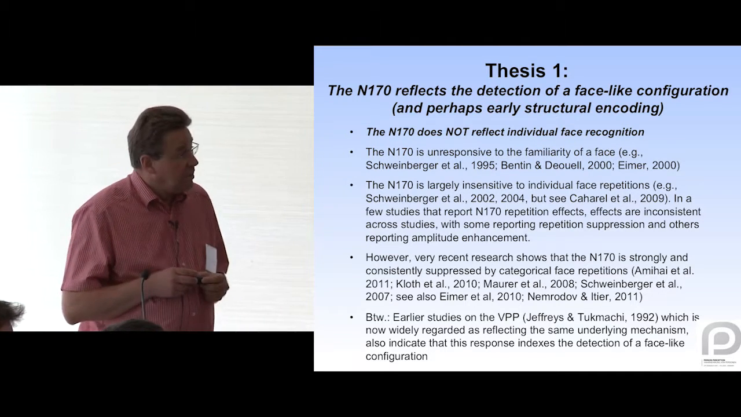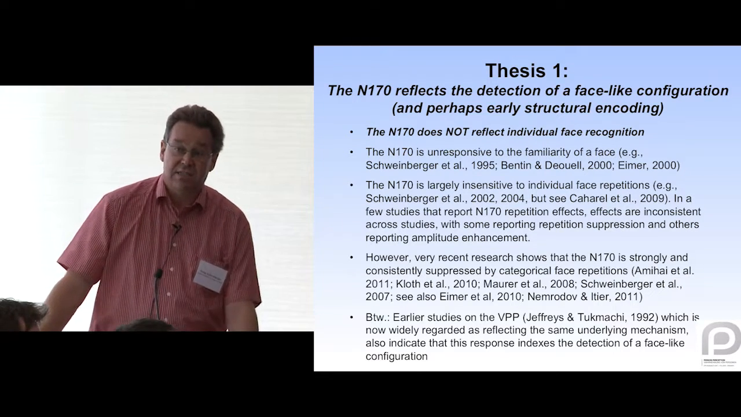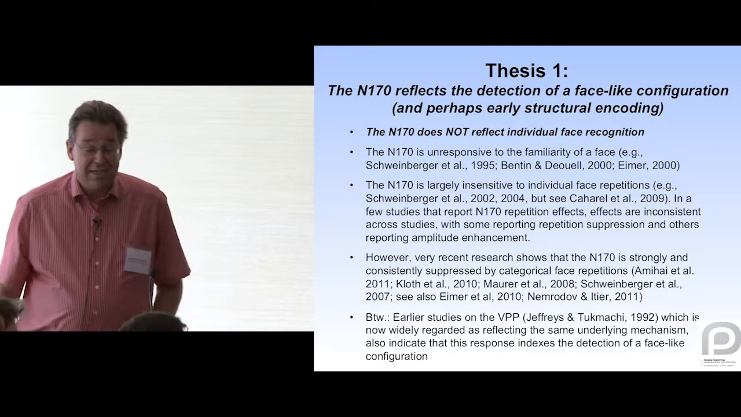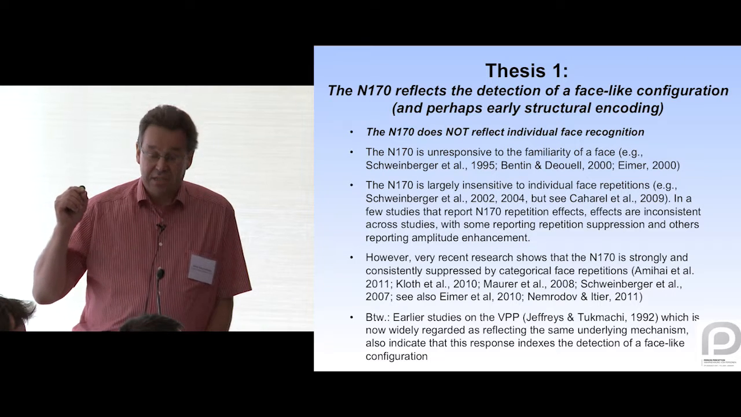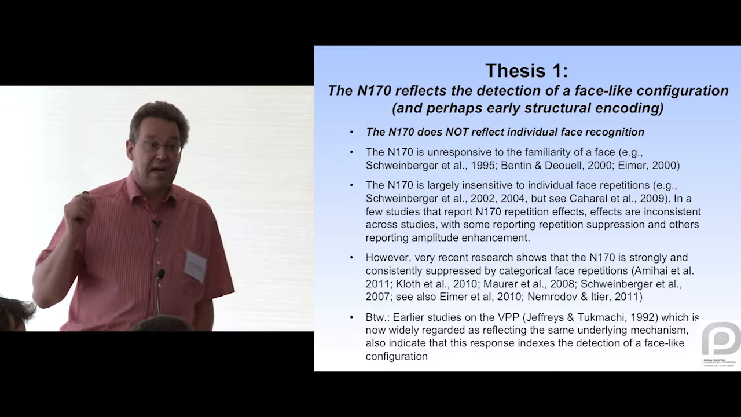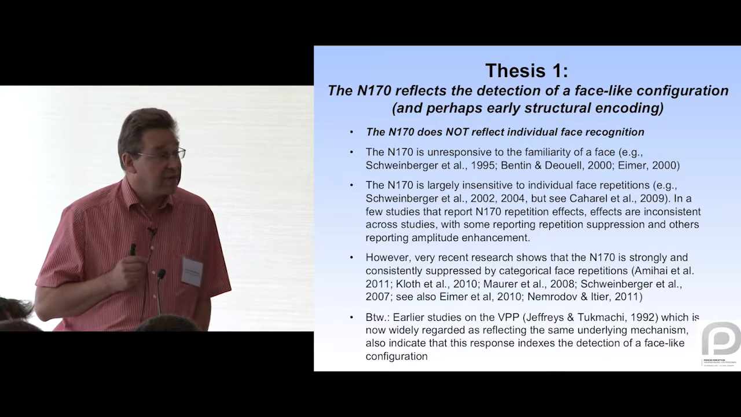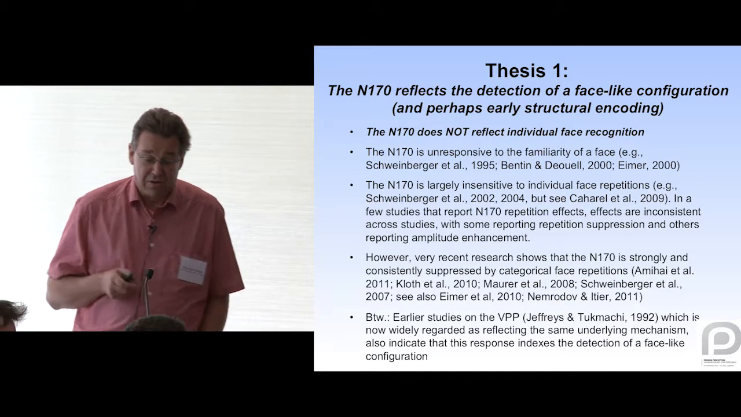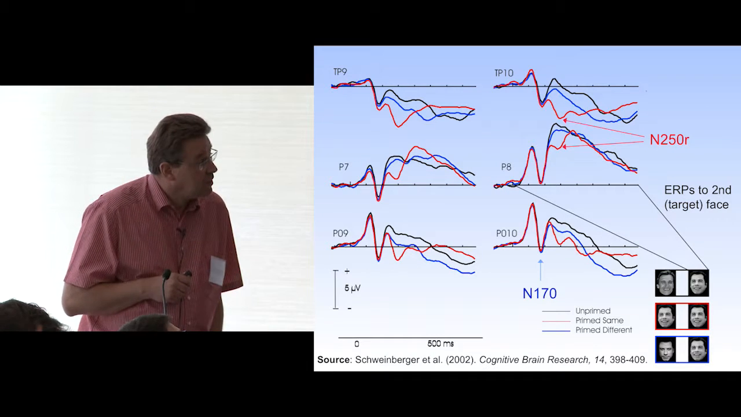But there's actually another factor to which the N170 is massively sensitive, and surprisingly, this wasn't known until a few years ago. The N170 is strongly suppressed whenever a face is preceded by another face, regardless of the identity of that face, and that's an effect that I call categorical face adaptation, or categorical repetition effect, it's also sometimes called.